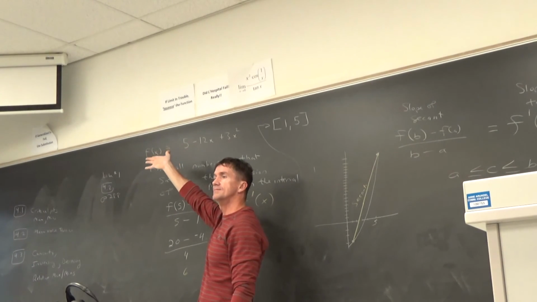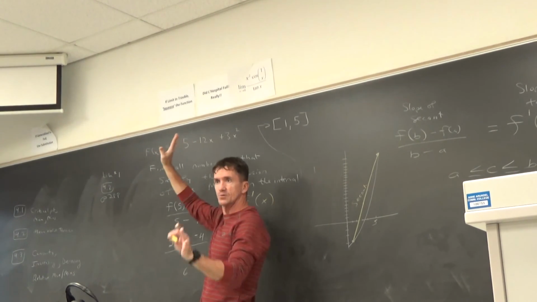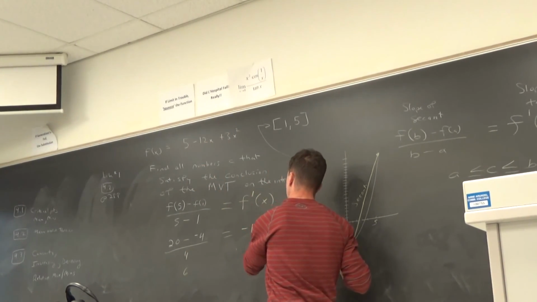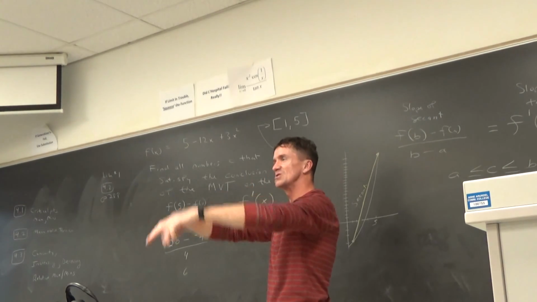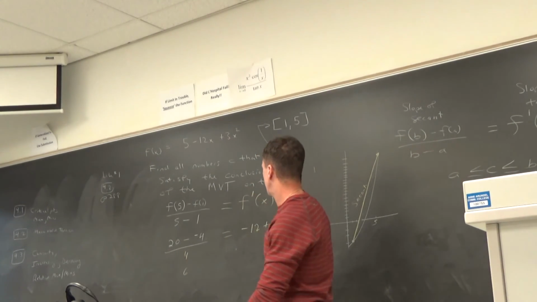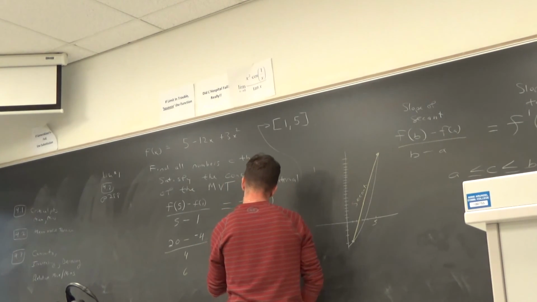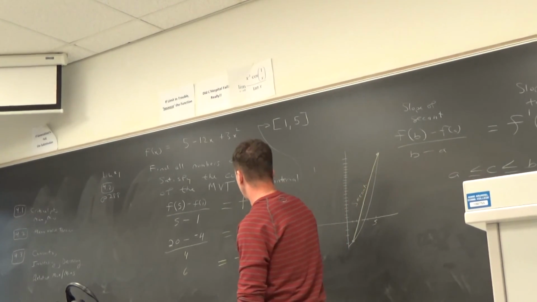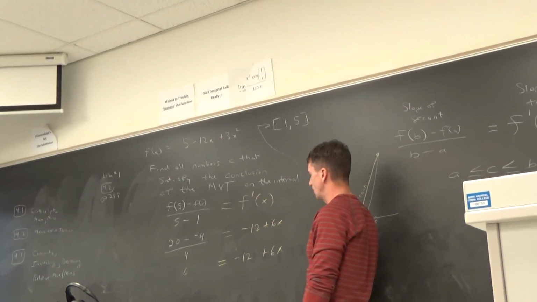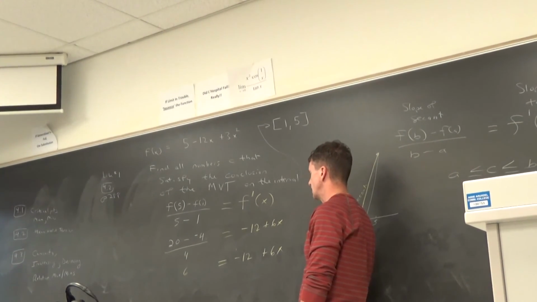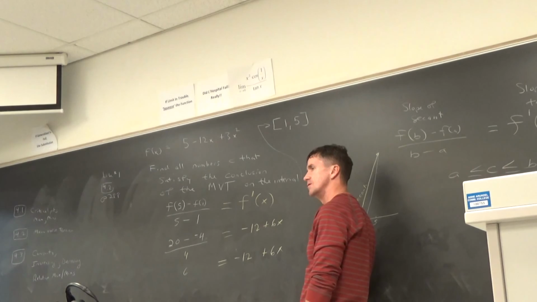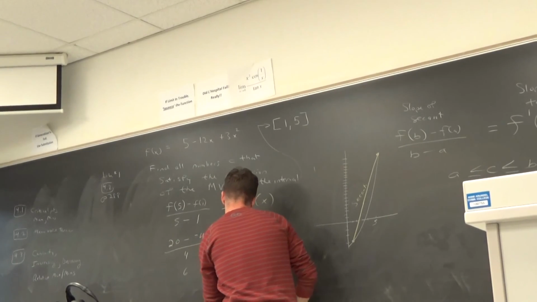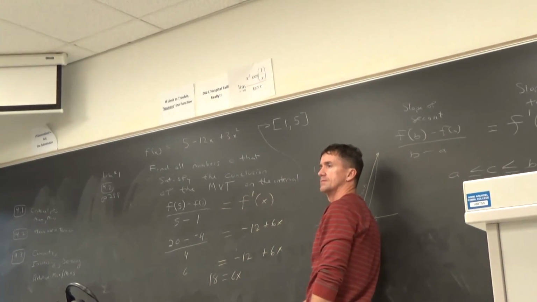Derivative of 5 is 0, right? Derivative of negative 12x, negative 12. Derivative of 3x squared, 6x. Right. No chain rule needed, no quotient rule. Nice and simple, huh? But how do you solve this equation? The derivative equals 6. 6 equals negative 12 plus 6x. Now, how do I get that off that side? What's 6 plus 12? 18. 18 equals 6x. What's x equal to?